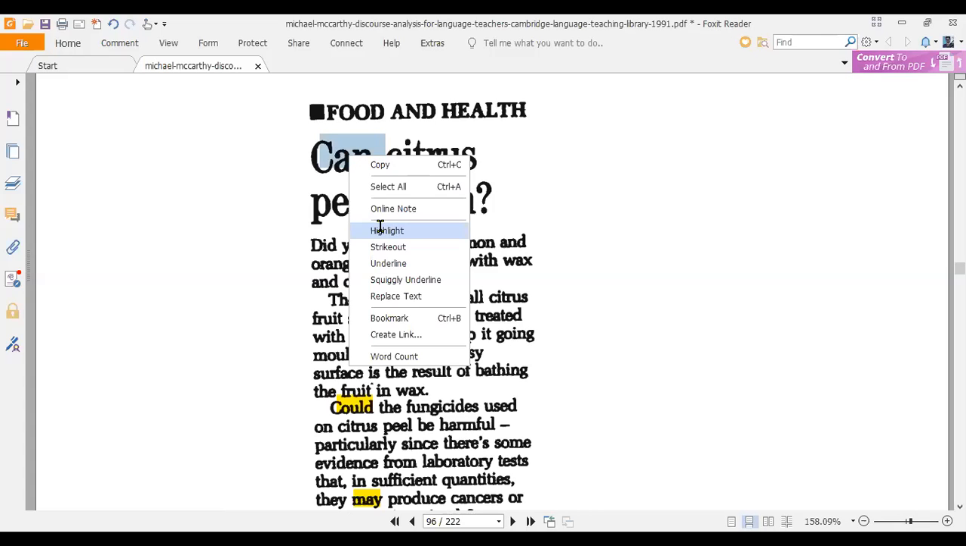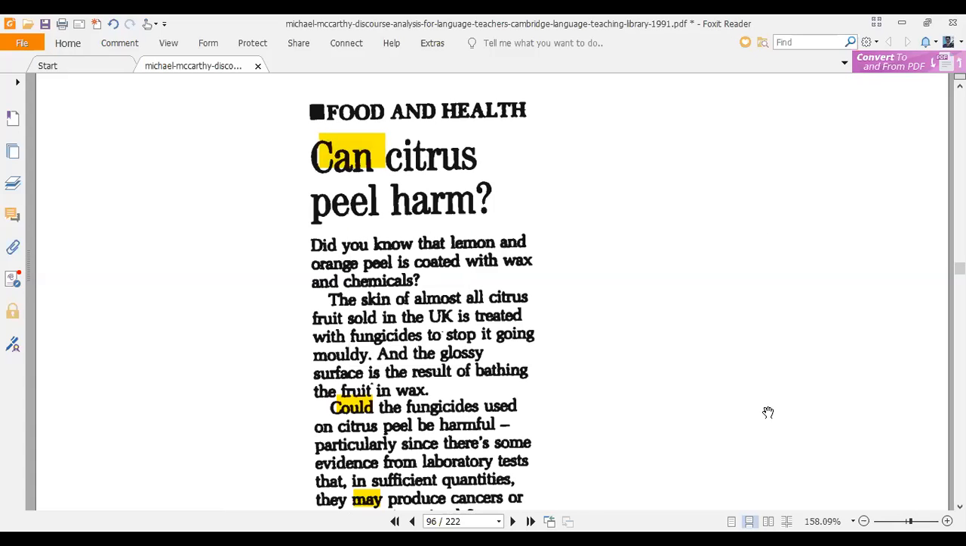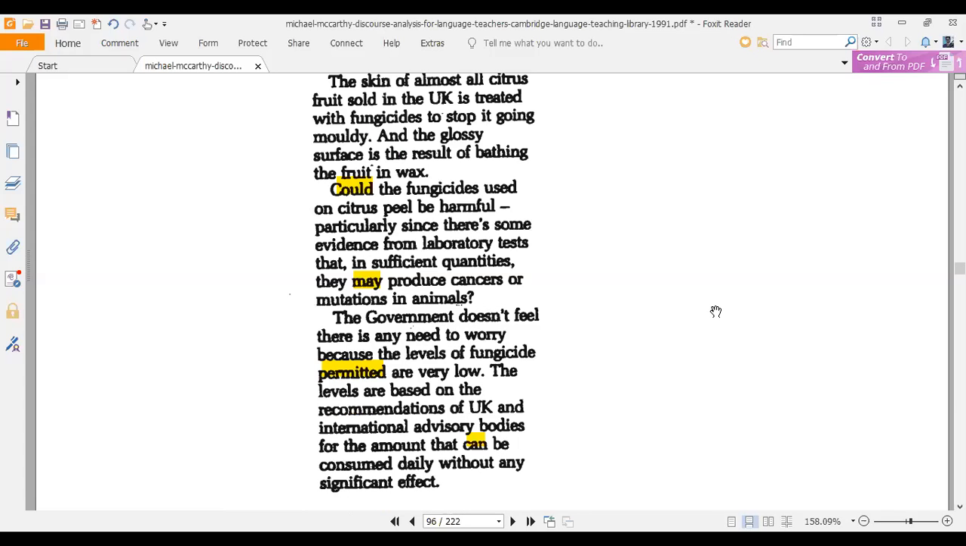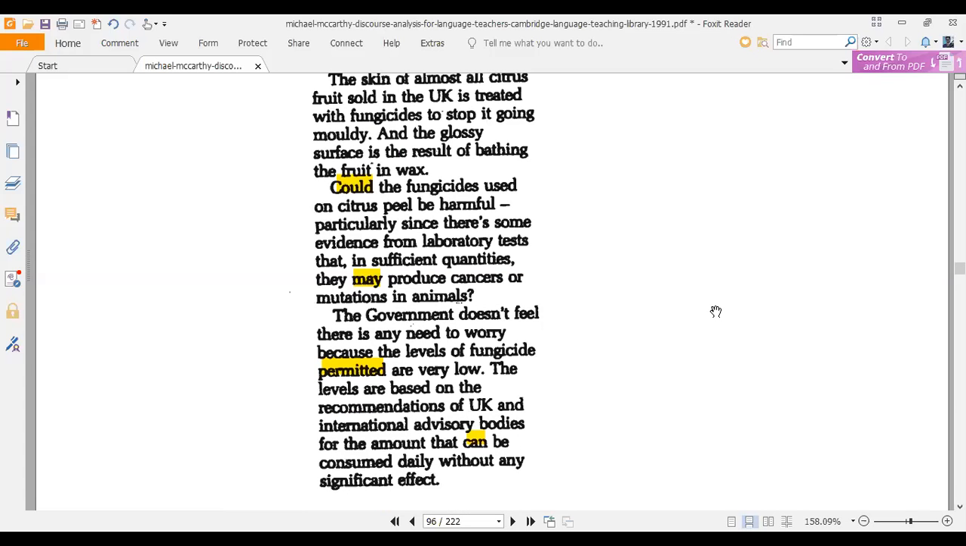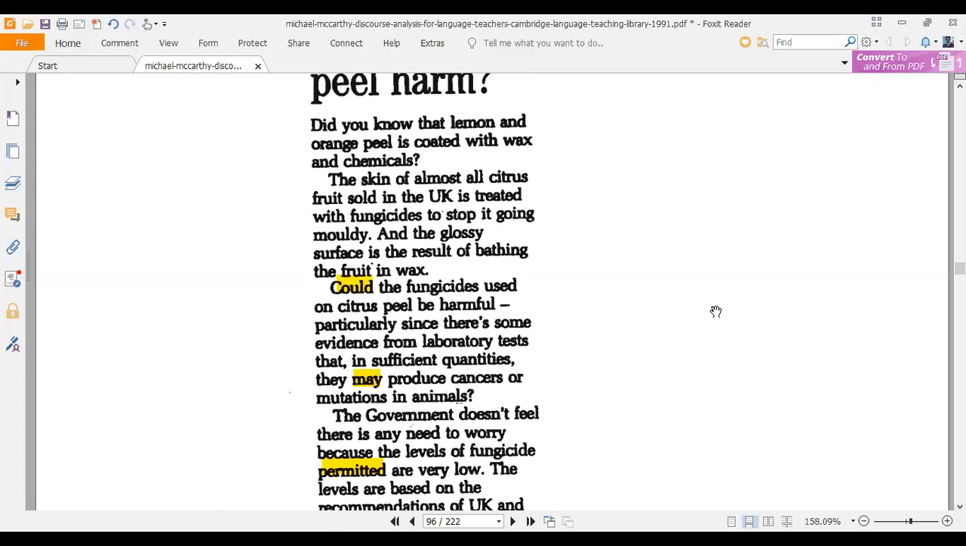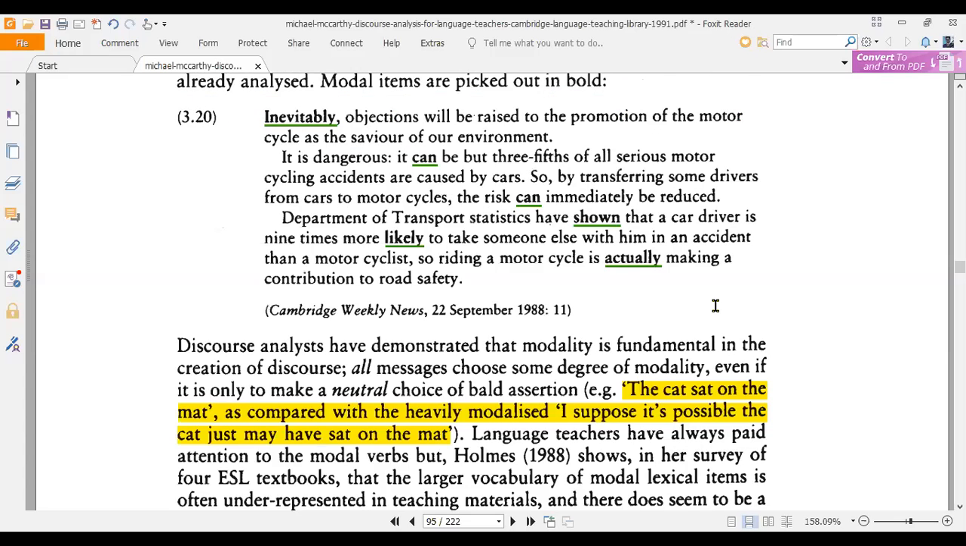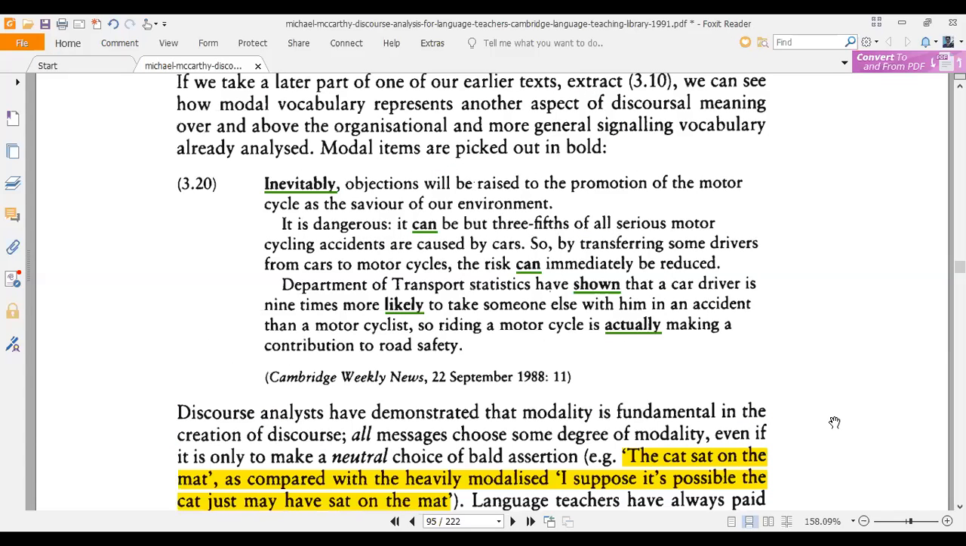Here "can" is used. So now you have learned how to analyze modality in discourse, the types of modality, and what words can be used as modality. Now we will review it again. Here are the underlined and highlighted words and sentences.